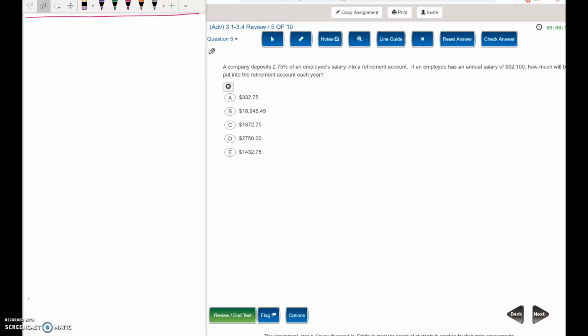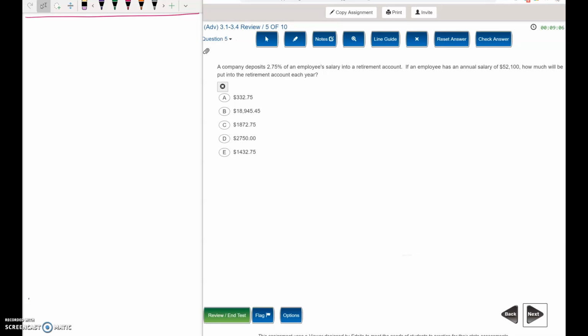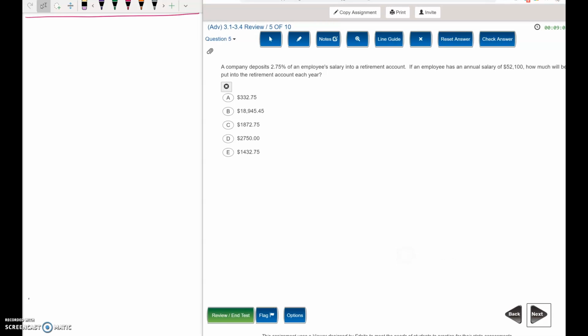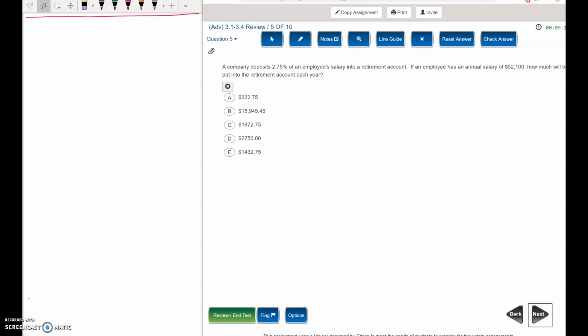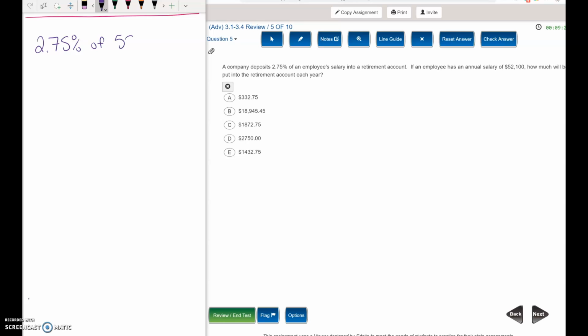A company deposits 2.75% of an employee's salary into a retirement account. If an employee has an annual salary of $52,100, how much will be put into the retirement account each year? So we want to know 2.75% of the salary, 52,100, is what number? Or what number is 2.75% of the salary?